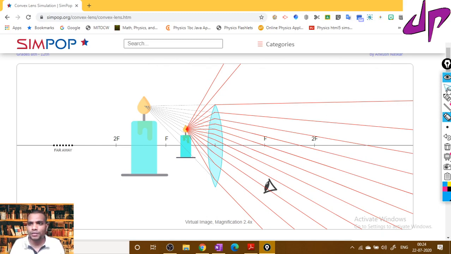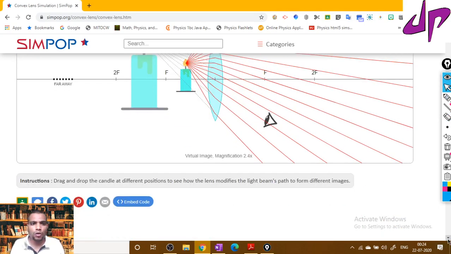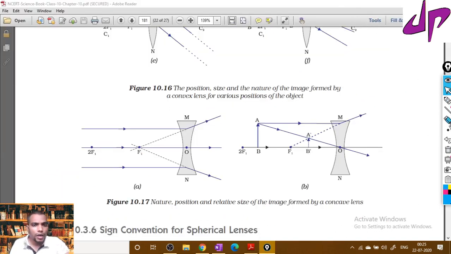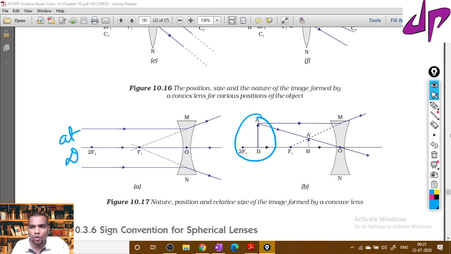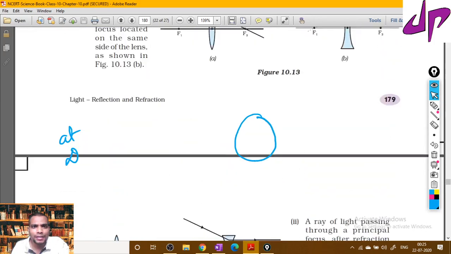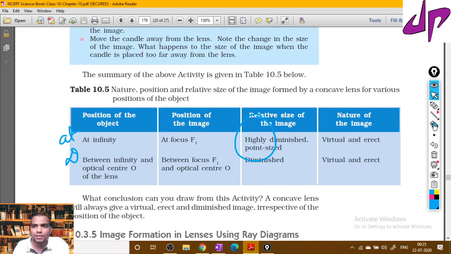Now here, if I switch the lens to a concave lens, we can see the conditions. We have only two cases. If the object is at infinity, and another case, if the object is anywhere between f and 2f. So these are the two cases we need to discuss for a concave lens, and we can see the corresponding image characteristics shown here.